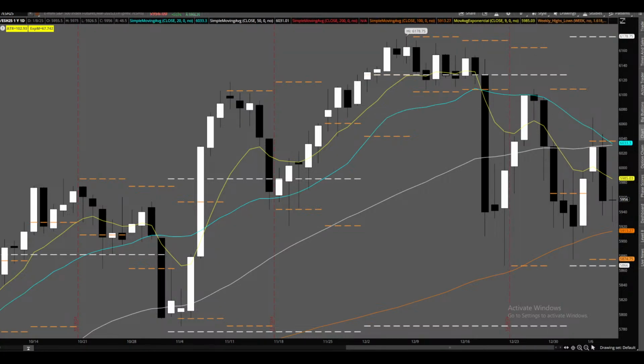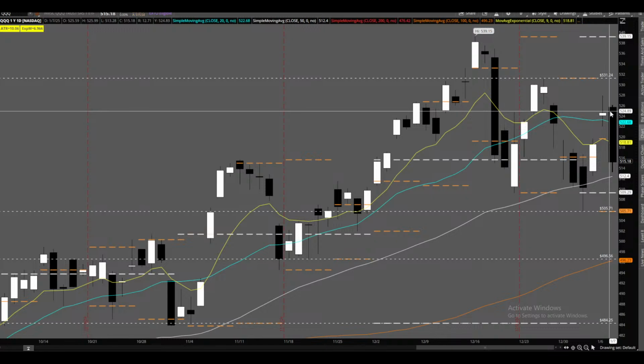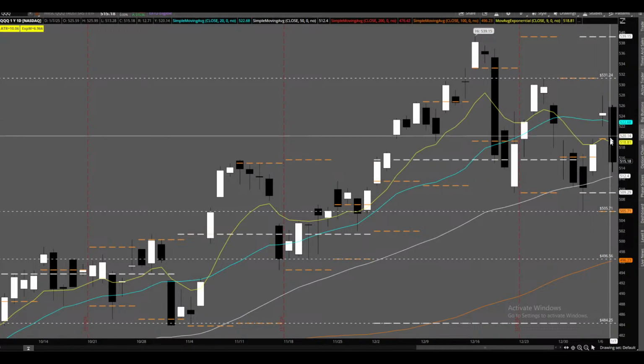Okay, moving on to the Qs. Let's check those out. So the Qs, what did we do yesterday? Opened up right here, only a little bit of buying and then sold off hard right to this candle basically at a 50-day moving average, right? Broke the 20, the 90 MA daily, and like I said, back in the middle of last week's range.